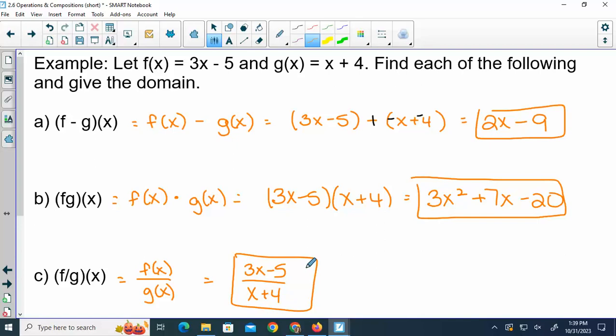Okay, the other thing I asked for on these was the domain. So let's go back and look at A. Our final answer, 2x minus 9. We talked about domains yesterday. What are the two things I have to worry about? Fractions and even radicals. Do we have either? No. So what's the domain? Negative infinity to positive infinity. B. We still don't have any fractions, still don't have any radicals, so the domain is the same.